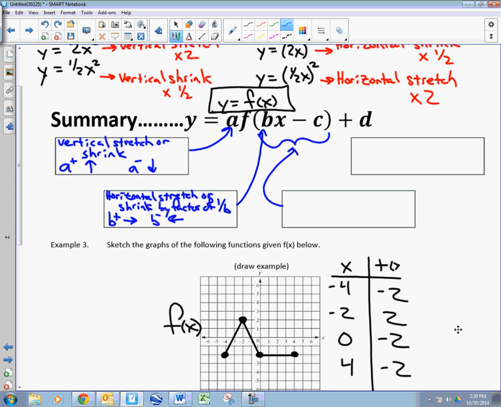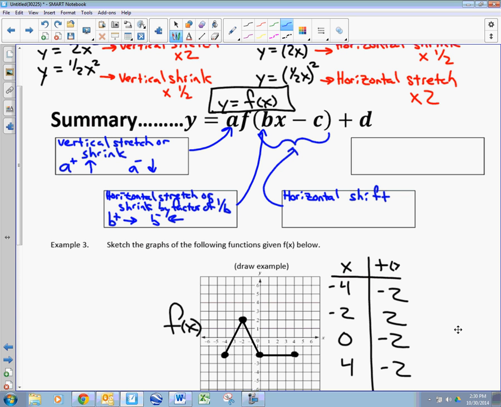Okay, it's on. All right, so we got bx minus c. When you see this minus c, is that on the inside or outside? It's on the inside, so it affects it horizontally. This is a horizontal shift that's going on here.